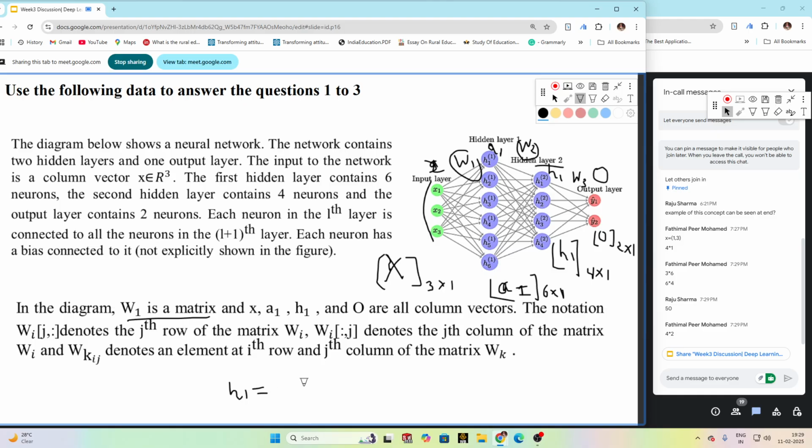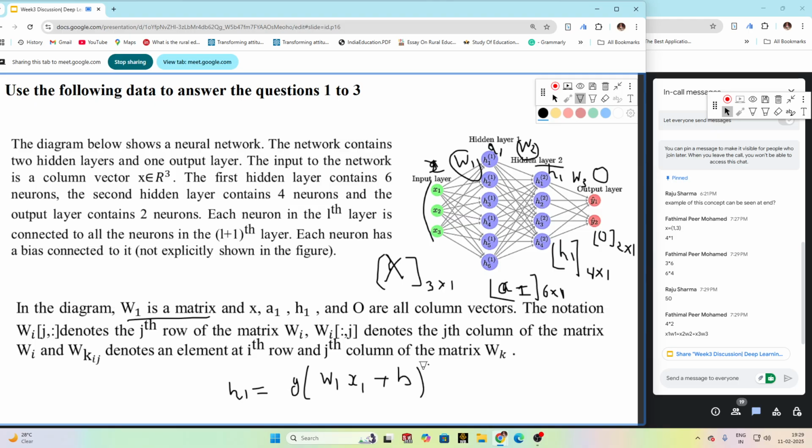Let's see how A1 is formed. There will be an activation function, but let's leave that aside. A1 will be equal to W1 times X1 plus bias. This will be A1. If X1 is 3 cross 1, what will the matrix be to form A1, which is 6 cross 1? A1 is 6 cross 1.